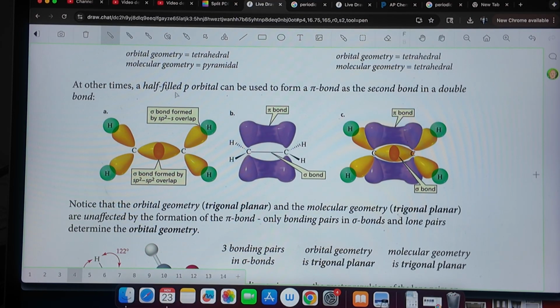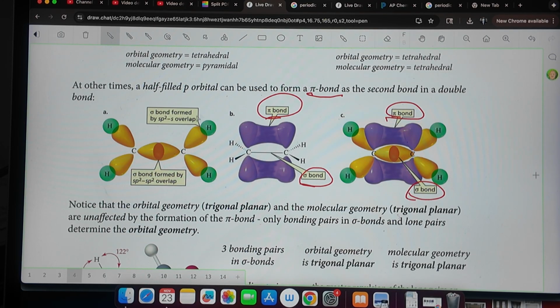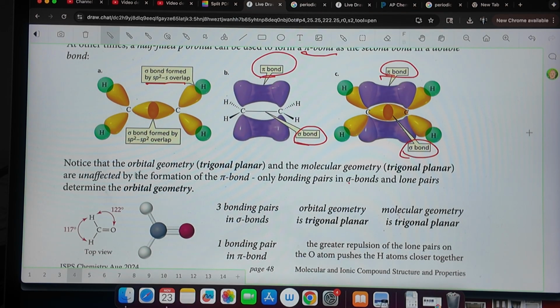Other times, a half-filled p orbital can be used to form something called a pi bond, as the second bond in a double bond. So here they're showing you that when you double bond, it forms a pi bond, and a pi bond is formed by sp2-s overlap. Notice that the original geometry, trigonal planar, and the molecular geometry, trigonal planar, are unaffected by the formation of the pi bond. Only bonding pairs in sigma bonds and lone pairs determine the orbital geometry.